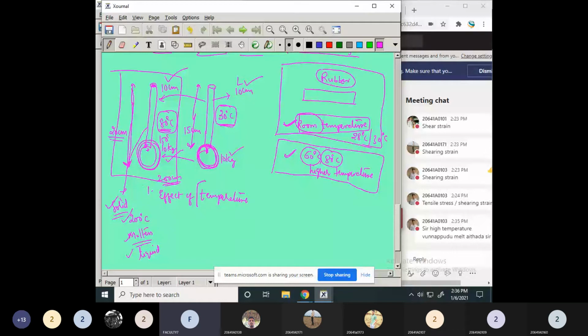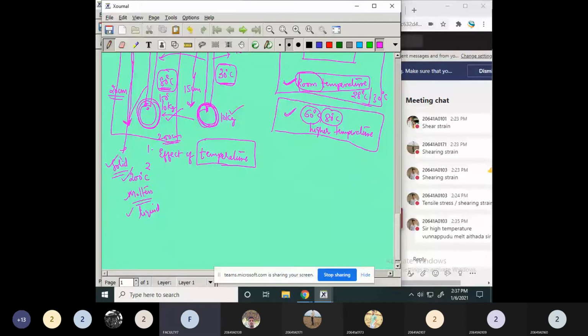Temperature is one of the factors that is going to affect the elasticity. Now similarly, the second factor is what? Let us take one example to understand that.